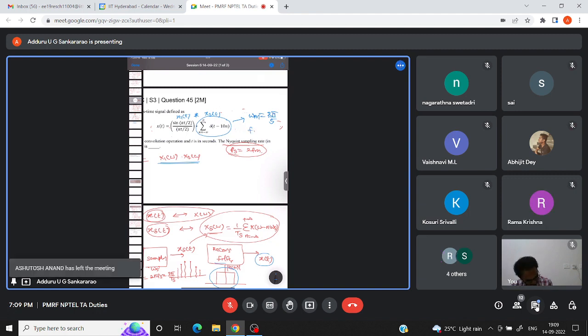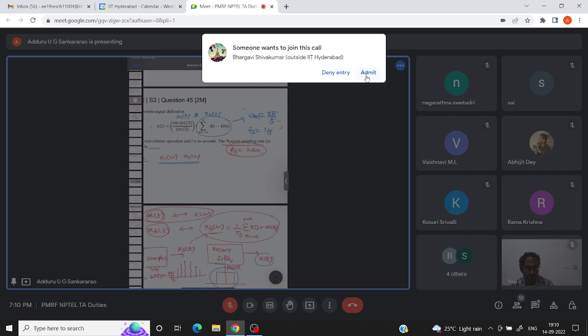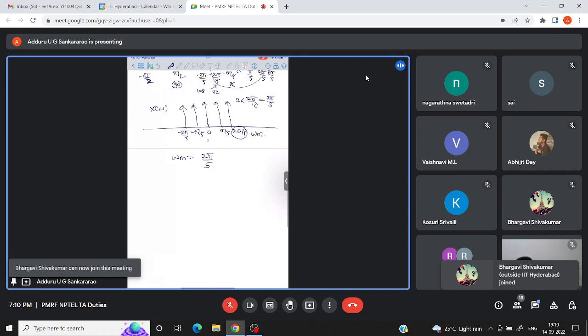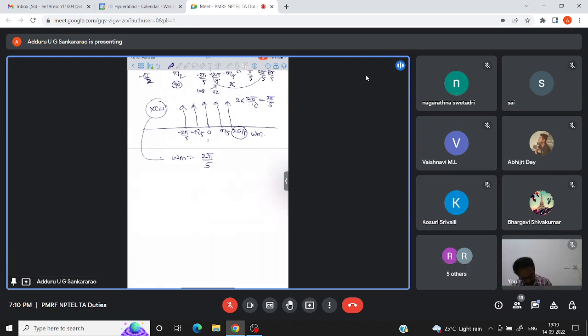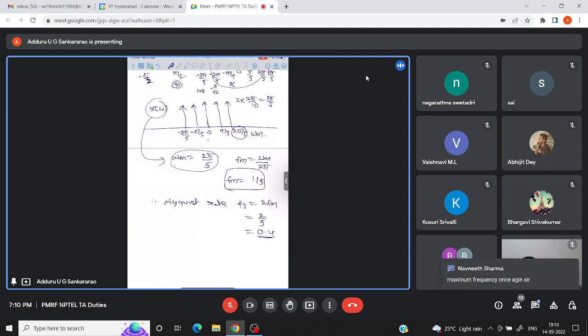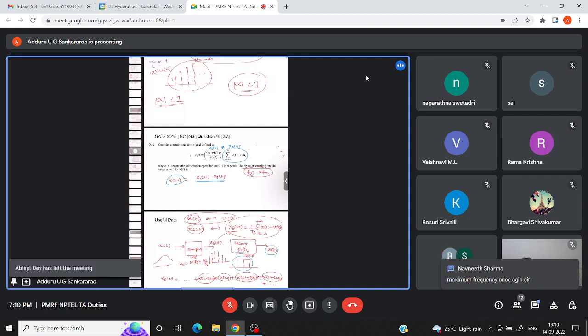So fm is what? Omega m by 2 pi, because omega m is 2 pi fm. So fm we get is 1 by 5. We found X of omega in order to find the maximum frequency, from which we can find the Nyquist rate. In the question the Nyquist rate is asked. Nyquist rate is fs equal to 2 times fm, which is 2 by 5, that is 0.4. So the answer is 0.4.